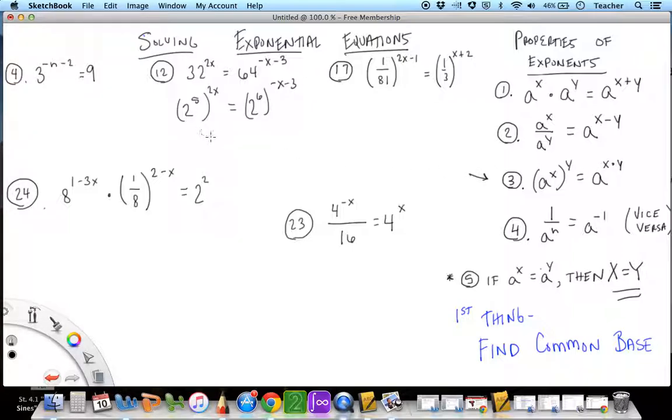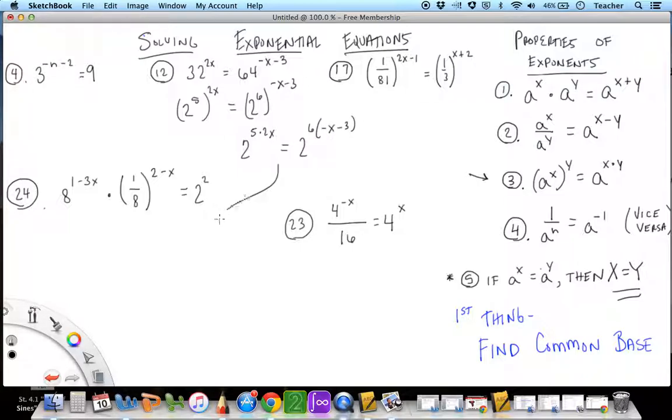And this is very important: we are going to take 2 to the 5 times 2x, and this is also very important, 2 to the 6 times negative x minus 3. So we put this whole exponential function in parentheses. And so what we're going to do is distribute that.